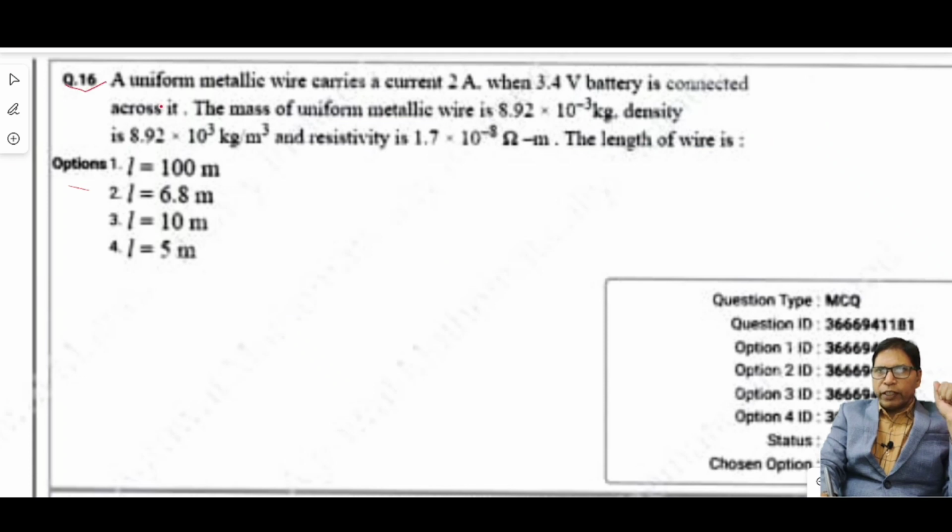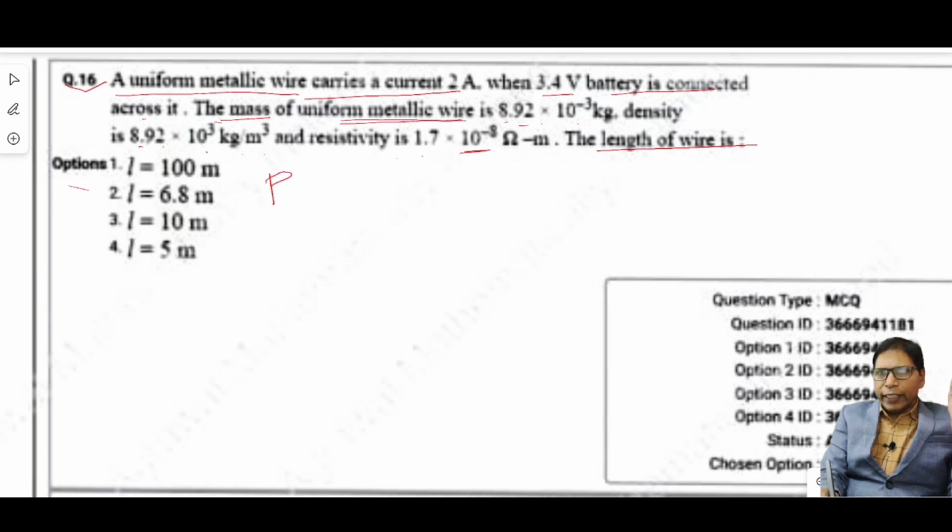Now question number 16. In a uniform metallic wire, there is a current of 2 ampere when a 3.4 volt battery is connected across it. The mass of the uniform metallic wire is 8.92 into 10 to the power minus 3 kg. Density is 8.92 into 10 to the power 3 kg per meter cube, and resistivity is 1.7 into 10 to the power minus 8 ohm meter. The length of the wire is?